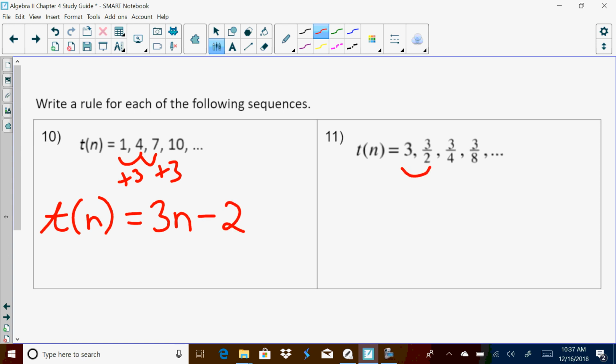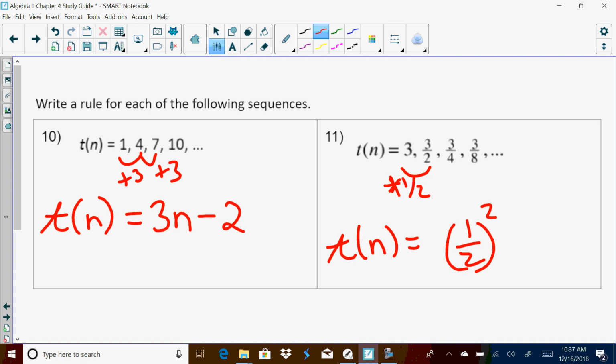In this one, I noticed that I'm multiplying by something, so I'm multiplying by 1/2, so it's exponential. So T of n is going to equal, I know my multiplier is 1/2, and then I divide by 1/2, 3 divided by 1/2 is 6, so it's 6 times 1/2 to the x.